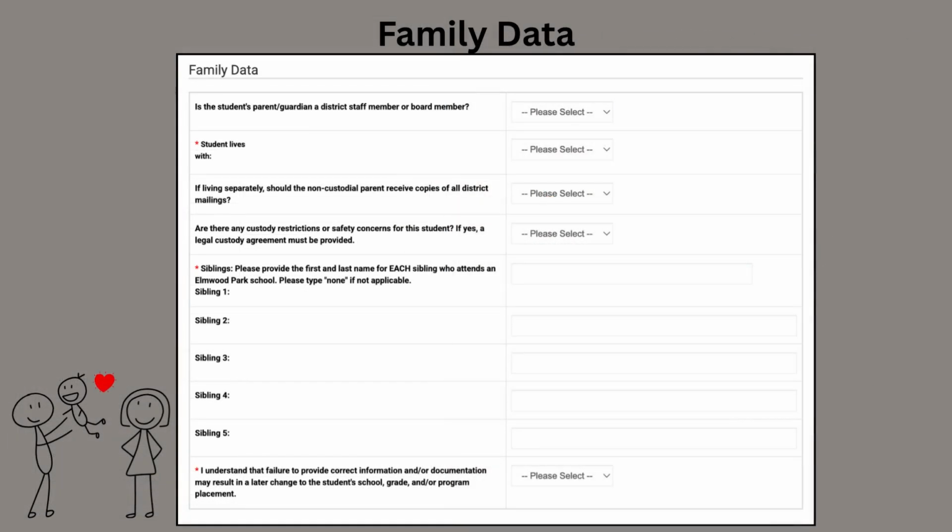The next group of questions has to do with family. Is the student's parent or guardian a district staff member or a board member? Please answer yes or no. Who does the student live with? If living separately, should the non-custodial parent receive copies of all district mailings?